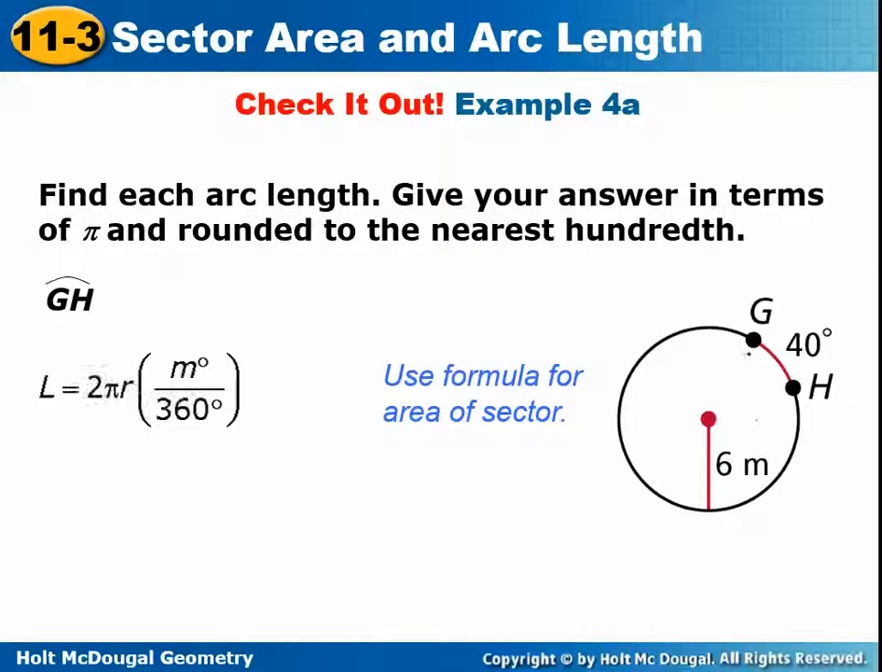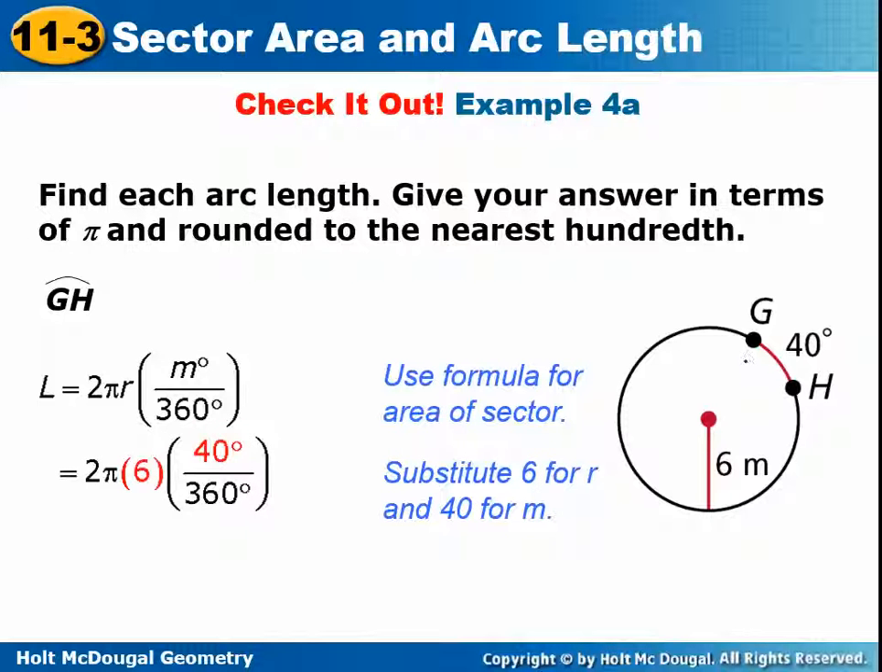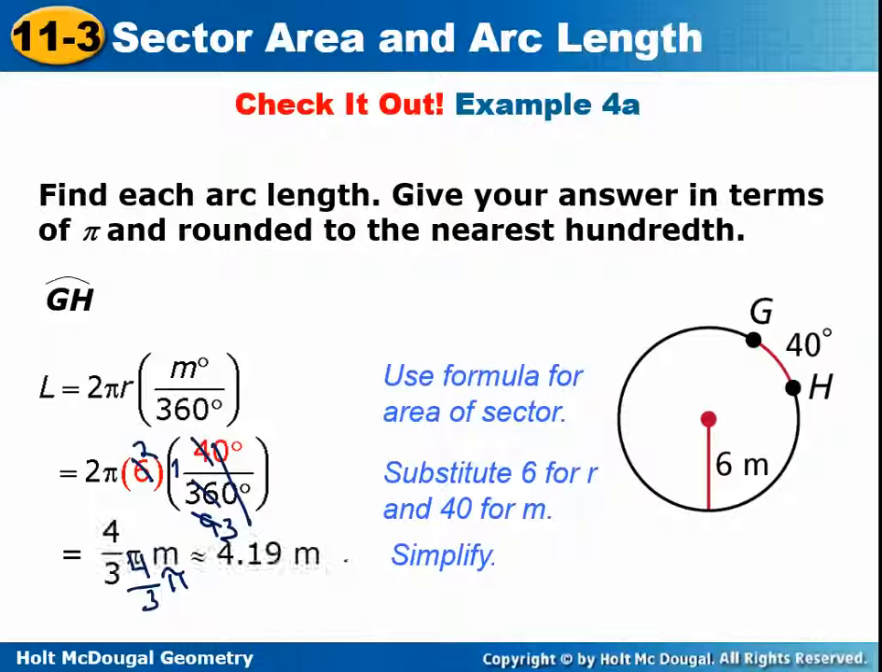So 40 out of 360 is the same as 1/9. You could simplify your fraction if you wanted. Should we do that? Then we don't even need a calculator. So this simplifies to 1/9. And let's see, 3 goes into 6 2 times, and in here 3 times. So I would end up with 4/3 pi, or approximately 4.19 meters.